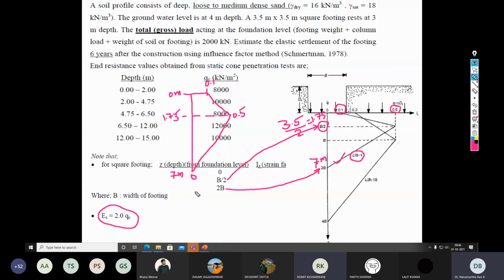But what we require, sir, in the formula you have given 2.5. Yes, sir, for circular and square footing, no problem. Actually, there are a lot of empirical formulas. You can consider anything, it doesn't matter. Either you can take 2 or 2.5.